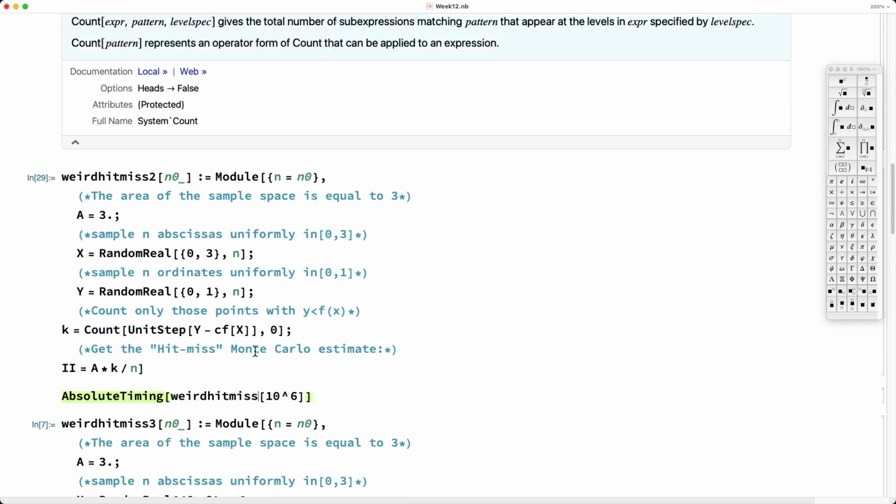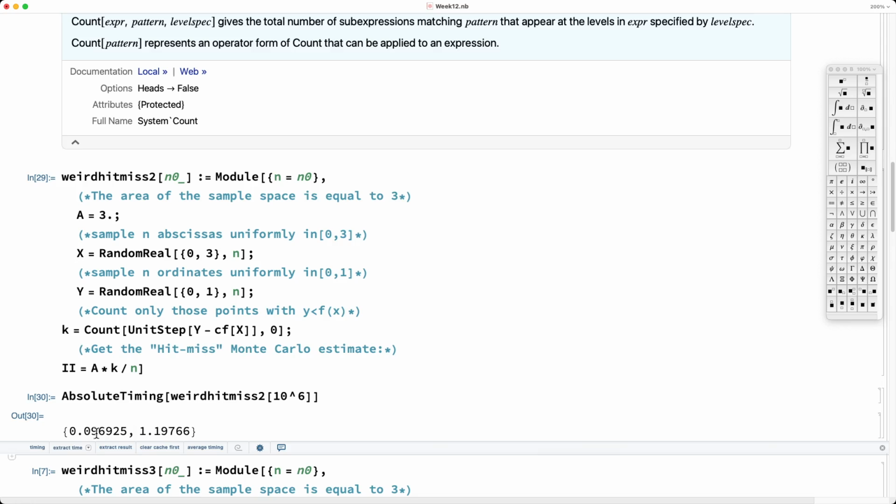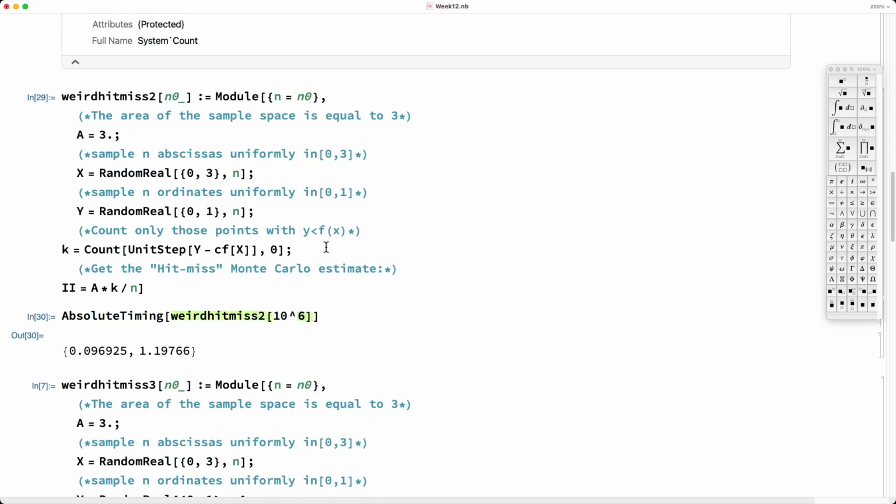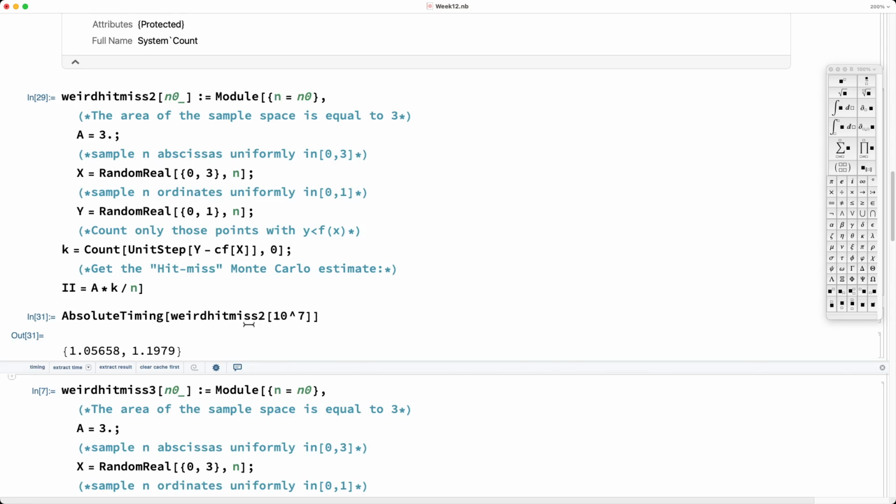And this is called hit and miss 2. Okay, so instead of 4 seconds, now this took 0.09, about 0.1 seconds. So that's a huge improvement. And that means we can draw more samples and get a higher accuracy in our results.